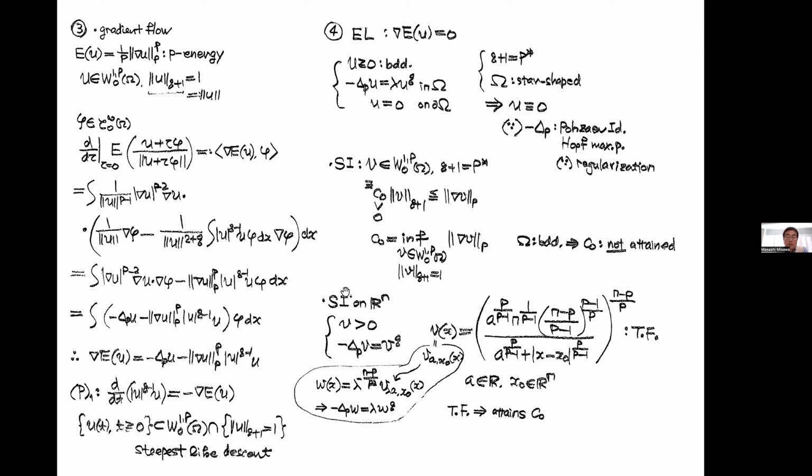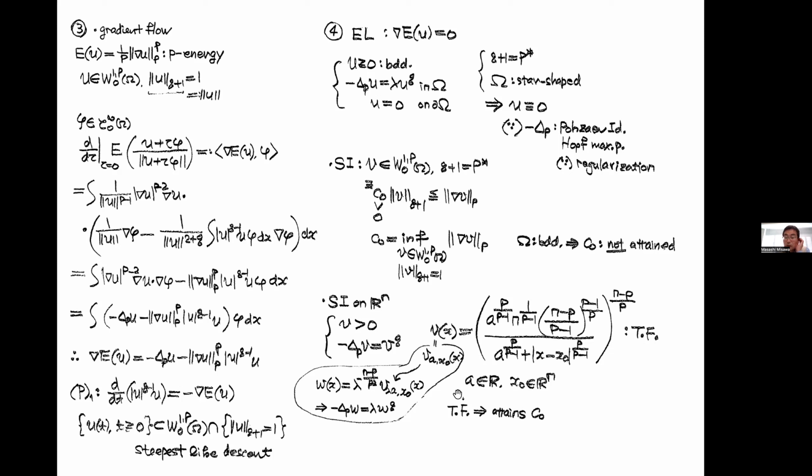On the other hand, if we consider the Sobolev inequality on the whole space Rn, the corresponding Euler-Lagrange equation is minus p-Laplacian v equals v to the power q in Rn. We consider positive solutions. This solution is precisely given by this formula. This function is called the Talenti function.